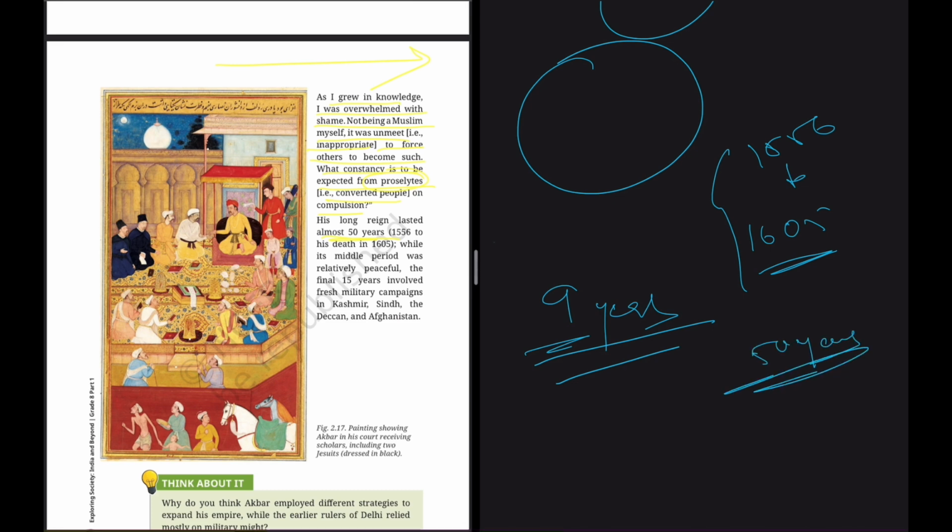And while its middle period was relatively peaceful, the final 15 years involved fresh military campaigns in Kashmir, Sindh, Deccan, and Afghanistan. So even though the starting was painful and the middle period was peaceful, at the end it again became like fresh military campaigns in Kashmir, Sindh, Deccan, and Afghanistan.